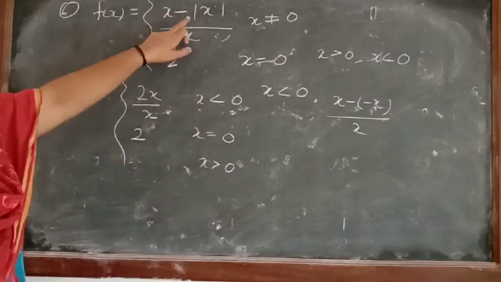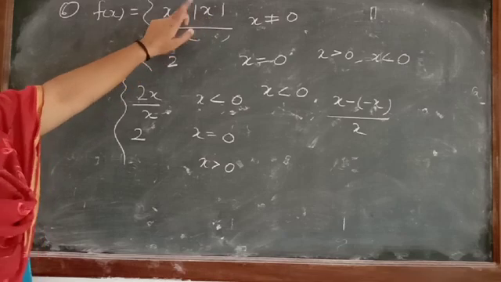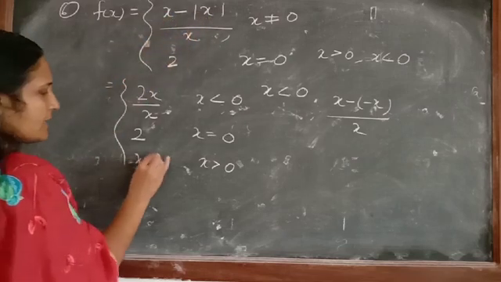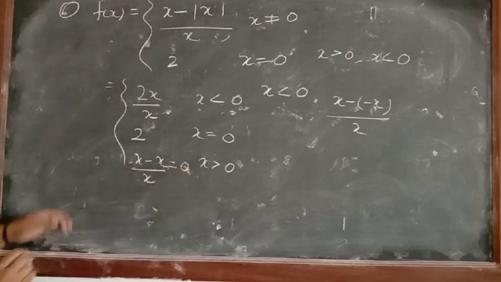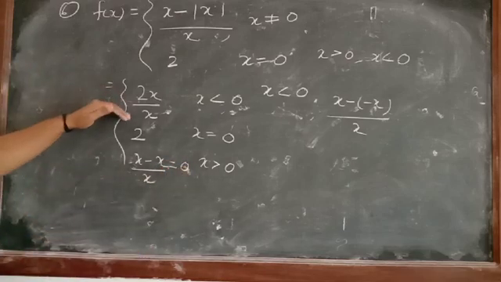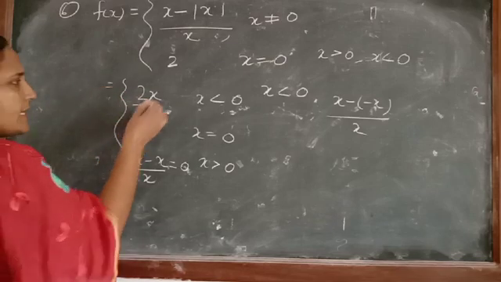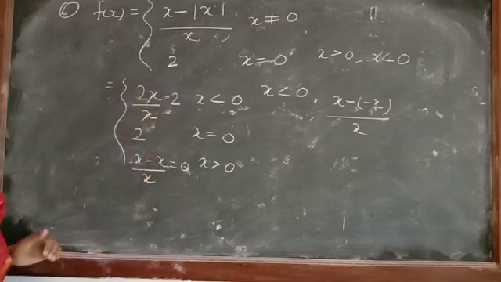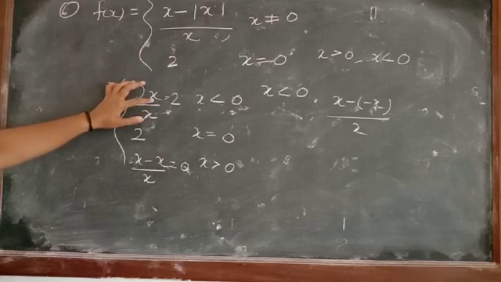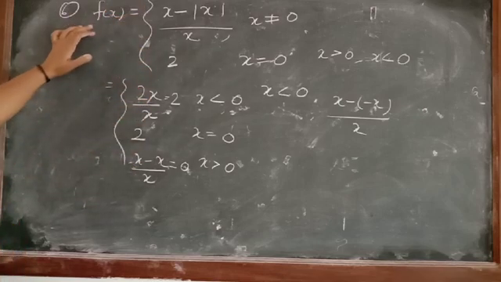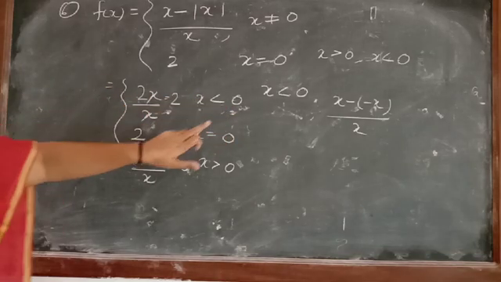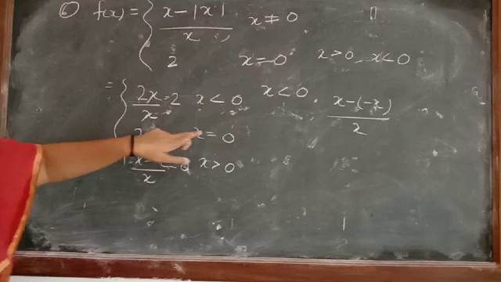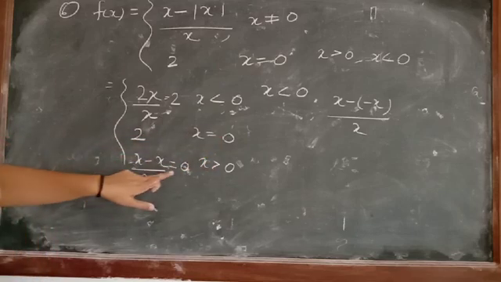When x is greater than 0, mod x is x only. Then what will come there? X minus mod x by x, or you can write down there this is equal to 0 there. If you want, you can simplify here only. Here x and x will get cancelled, we will get here x, the value equal to 2 there. So when we have rearranged, we are getting it in this way. F of x is equal to 2 if x is less than 0, equal to 2 when x is equal to 0, and it is equal to 0 when x is greater than 0.